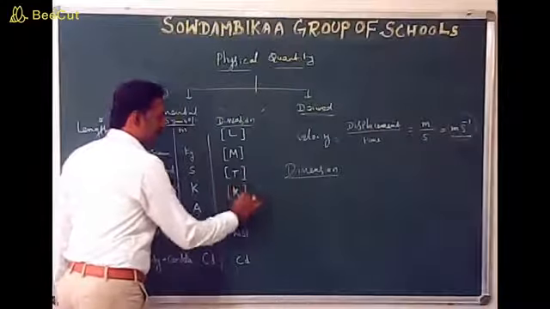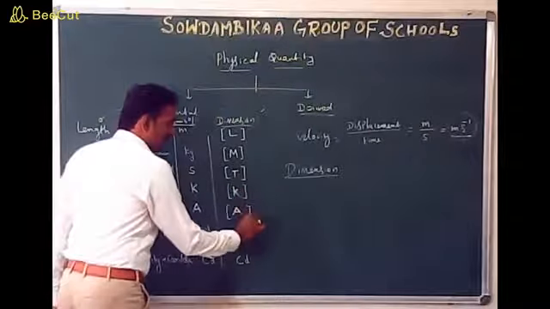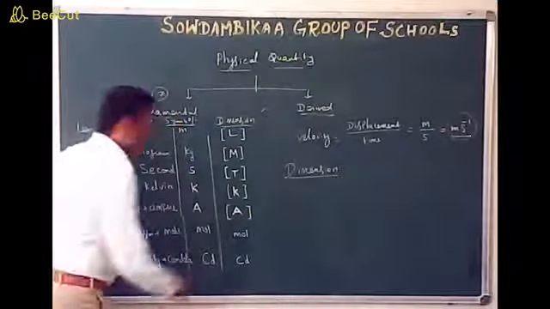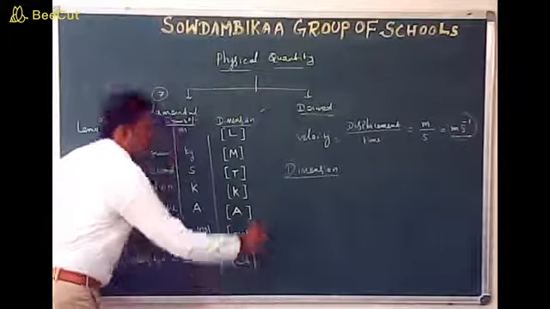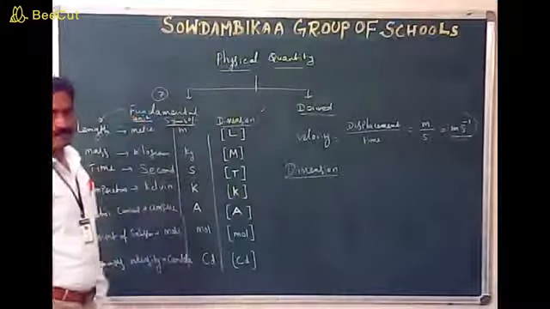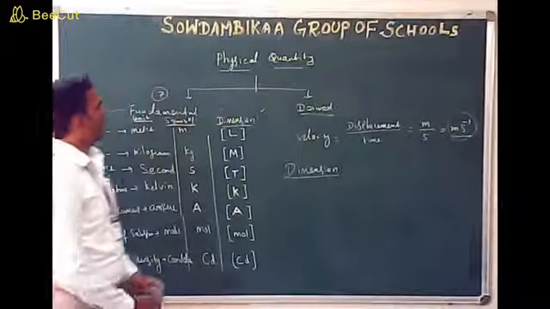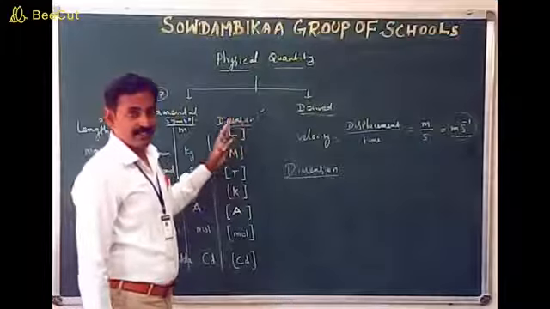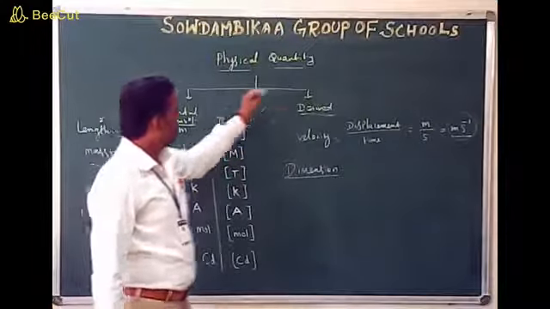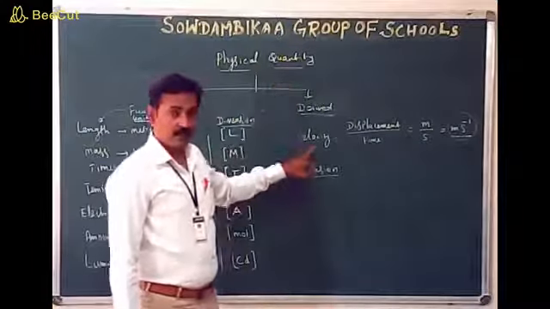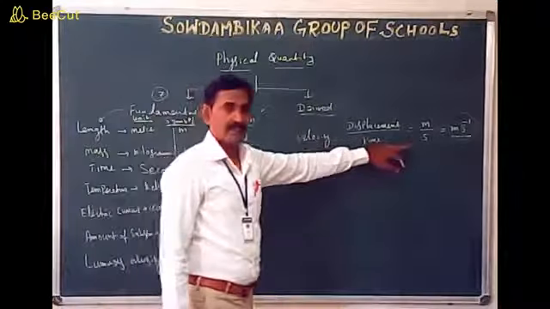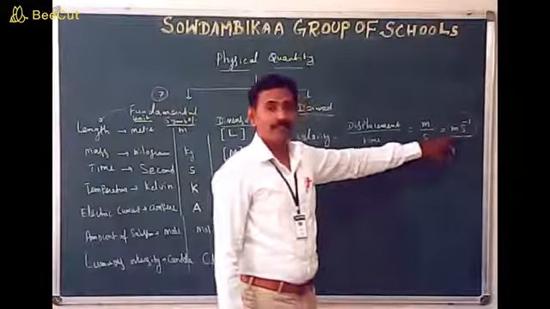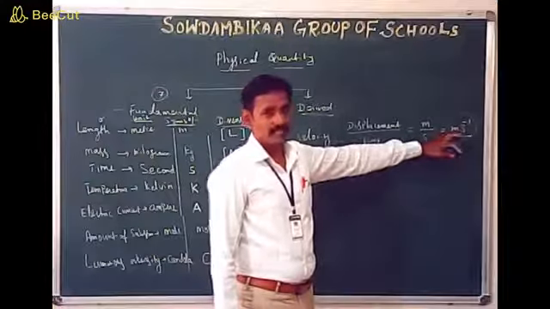Theta is the dimension for temperature. Then A, for ampere, is the dimension for electric current. Mole is the amount of substance. This is the dimension for luminous intensity. Now, the dimension is nothing but this: any other physical quantity is a derived quantity. These are written in the form of fundamental quantities.